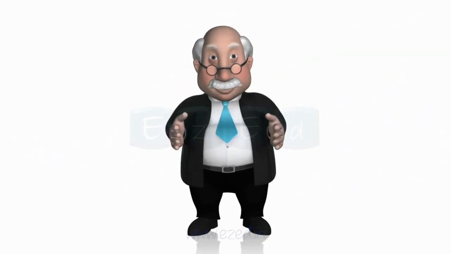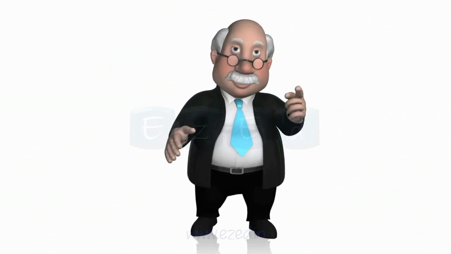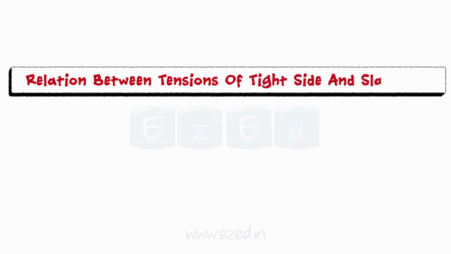Seriously, pay attention. This is important. Now, we will derive the relation between the tight side and slack side of a rope wrapped around a drum.